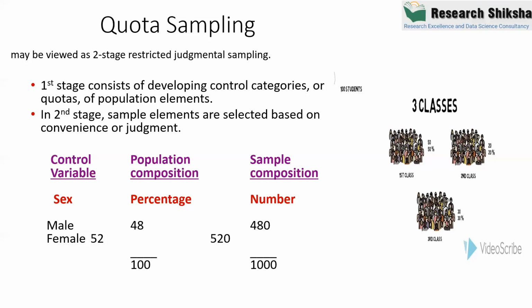So when you have these kinds of situations, you go for quota sampling, and you can go for quota judgmental sampling or quota convenience sampling. This entirely depends upon the proportion of the candidates of different categories.